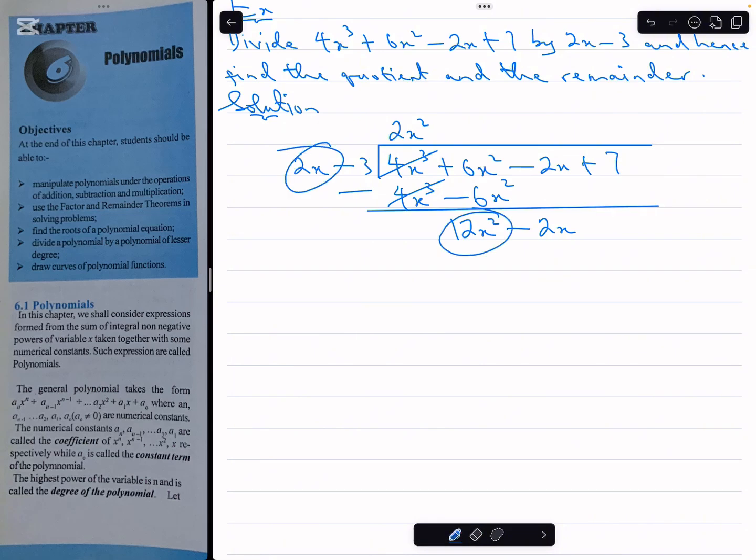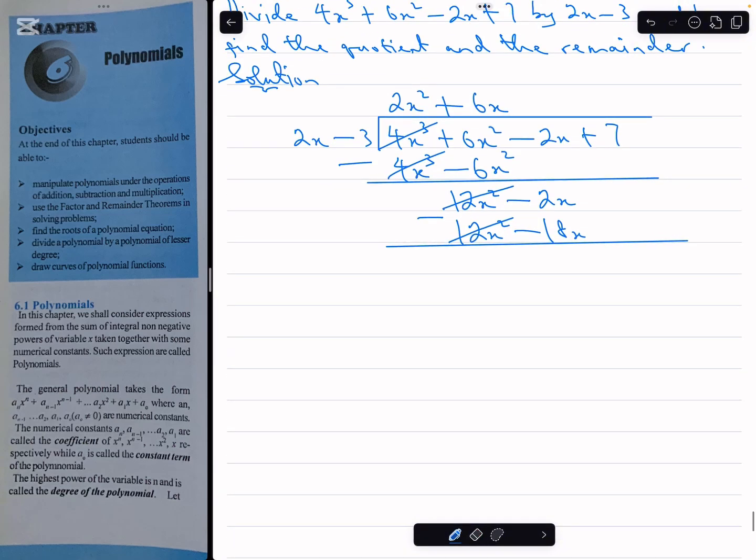12x square divided by 2x, that's 6x. And we multiply the whole of this again by that 6x. So 2x times 6x, that will be 12x square. And now minus 3 times 6x, that's minus 18x. We subtract again. 12x square minus 12x square is 0. Minus 2x minus minus 18x, that's going to be minus 2x plus 18x, which is 16x.